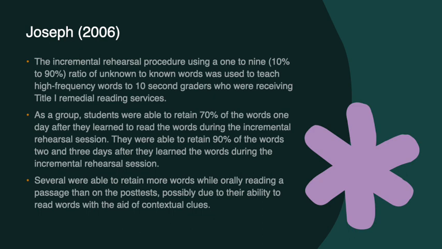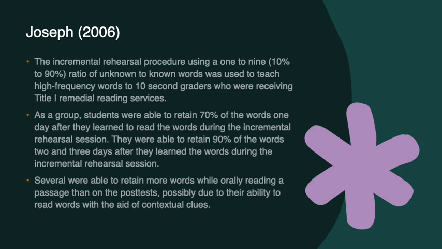Next, I will be discussing the Joseph 2006 study, where the incremental rehearsal procedure using a 1 to 9, 10% to 90% ratio of unknown to known words was used to teach high-frequency words to 10 second graders who were receiving Title I remedial reading services. The students were given a screening measure of 100 high-frequency words. The words were placed on flashcards and presented to each student individually.